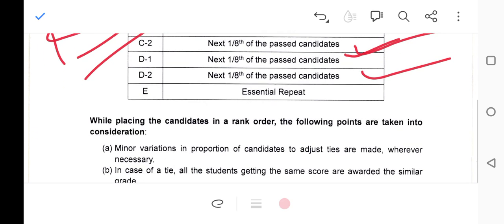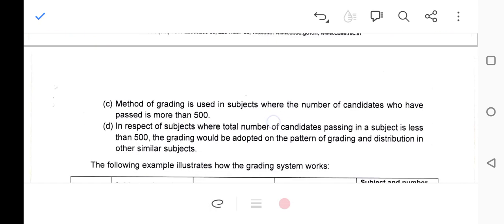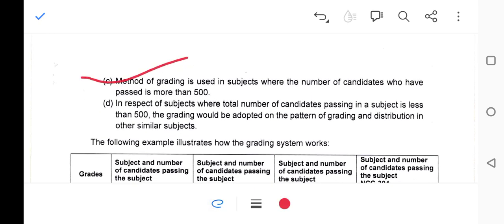While placing the candidates in rank order, the following points are taken into consideration. This is very important. Minor variations in the proportion of candidates to adjust ties are made wherever necessary. In case of a tie, all the students getting the same score are awarded the same grade. This method of grading is used in subjects where the number of candidates who have passed is more than 500. In respect of subjects where the total number of candidates passing is less than 500, the grading is adopted on the pattern of grading and distribution in other similar subjects.